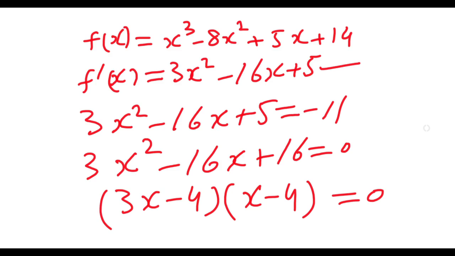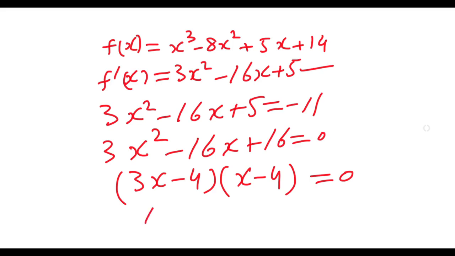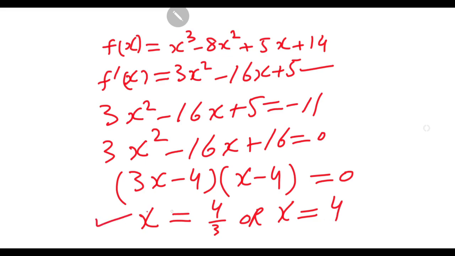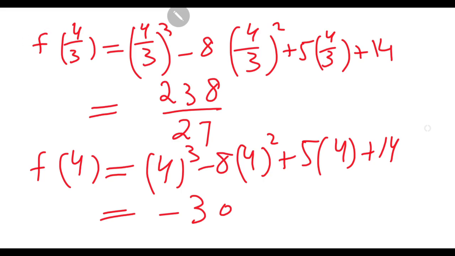So now we need to find the x values here. x is equal to 4 over 3, or x is equal to positive 4. So we got two values. Find the y values on the curve at these x values. We need to substitute into the original function to get the y value. I substitute x equal to 4 over 3 into the original function, I get the y value 238 over 27, and if I substitute x equal to 4, I get the y value negative 30.